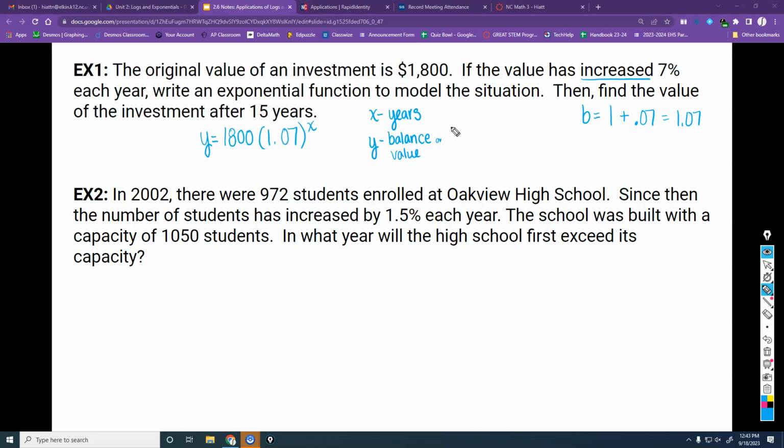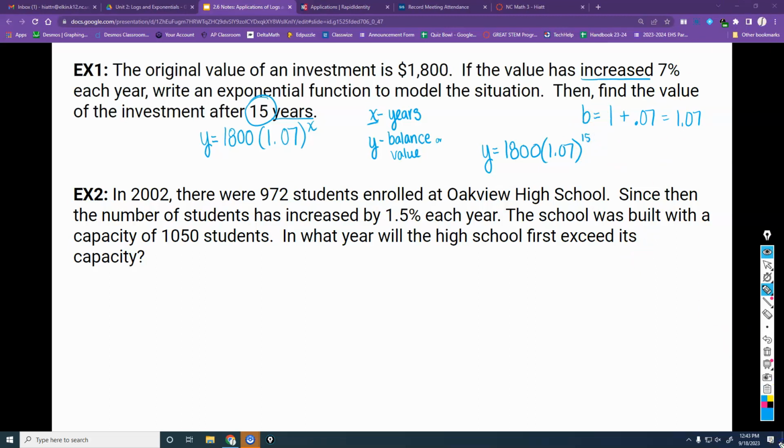So if you don't write this down, you at least need to think about it, because there's usually going to be another number in the problem that you're expected to plug in. In this case, it's 15. Where does 15 go? X or Y? Okay, it is 15 years. Years is X. So we're just going to plug this in for X. So we'll have 1,800 times 1.07 to the 15th power.